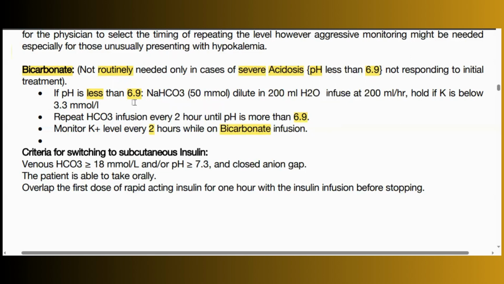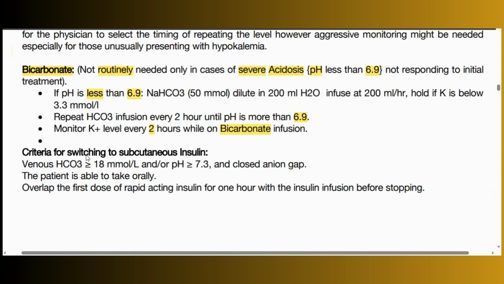So, if pH is less than 6.9, then HCO3 50 millimole diluted in 200 ml of H2O is infused at 200 ml per hour. Hold if potassium is below 3.3. Repeat the infusion every 2 hours until pH is more than 6.9. Monitor the potassium level every 2 hours while on bicarbonate.